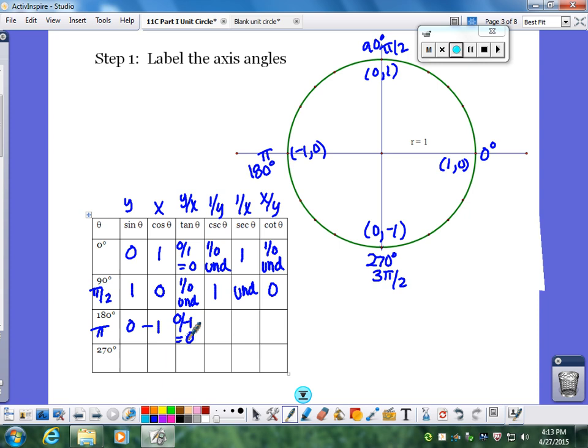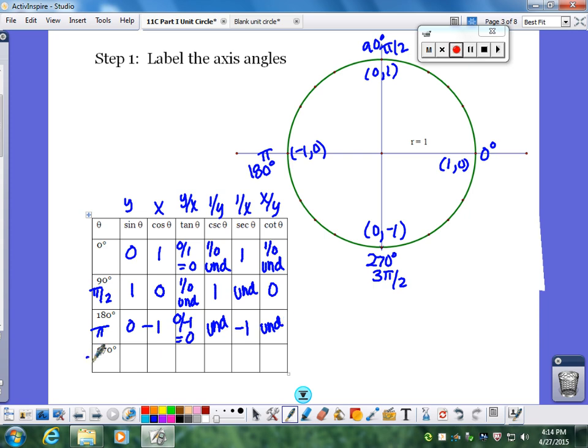Alright, the reciprocal for the cosecant of pi is going to be undefined because it's 1 over 0. The secant of pi is going to be the reciprocal of negative 1, which is negative 1. And the cotangent is going to be negative 1 over 0, which here again is undefined.